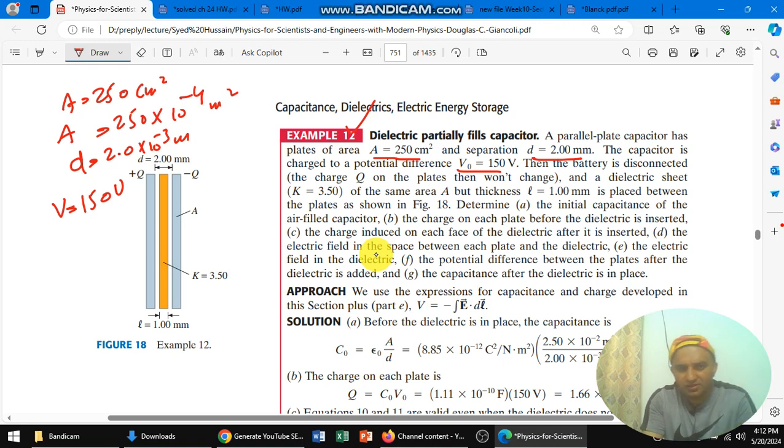And then the battery is disconnected. The charge Q on the plate is then unchanged. The dielectric sheet K is 3.5, of the same area, but thickness L is equal to 1.0, so the thickness of this sheet is 1 millimeter, and it is inserted between the plates. So first find the initial capacitance when the air is filled.